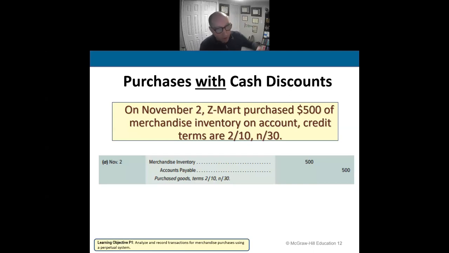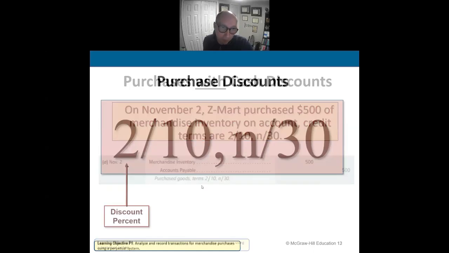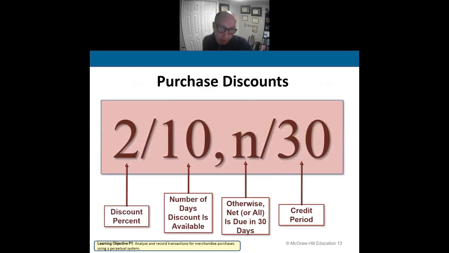It means 2% discount if paid within the first 10 days. Otherwise, the net is due within 30 days. 2/10 net 30. 2% discount if paid within the first 10 days. Otherwise, the whole thing is due within 30 days. That's what terms 2/10 net 30 means.